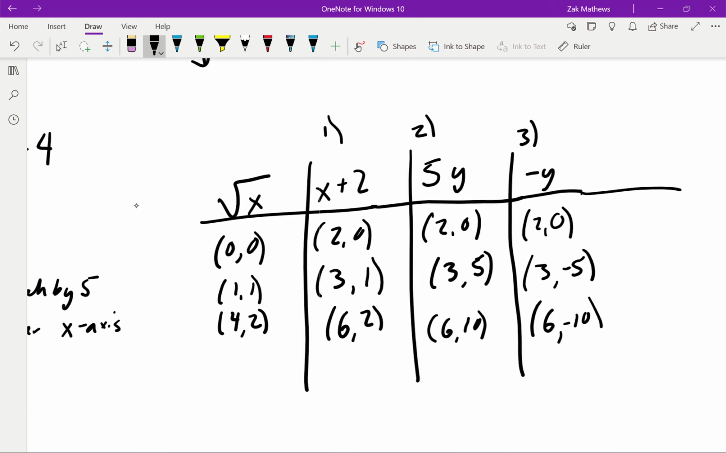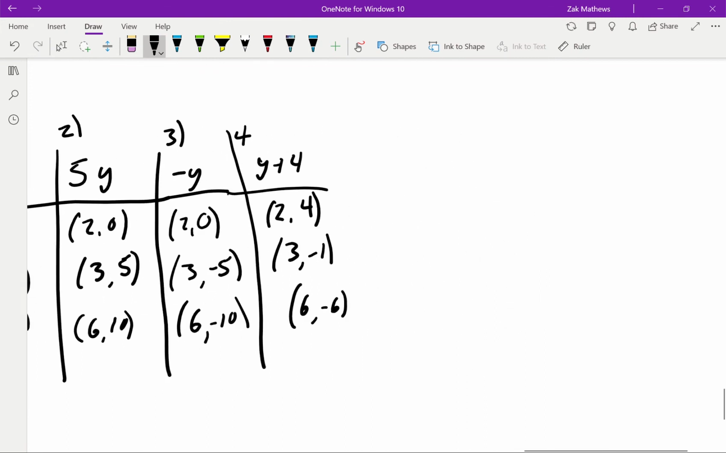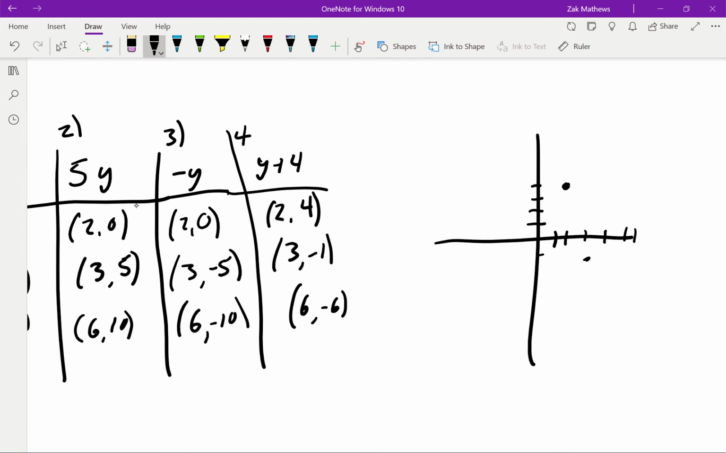And in the last step, we said we went up by 4. So that'd be y plus 4. So 2, 4, 3, -1, and then 6, -6. So these are the points I need to be plotting. 1, 2, 1, 2, 3, 4. There's my first point. 3, -1, and then 4, 5, 6. 1, 2, 3, 4, 5, 6.